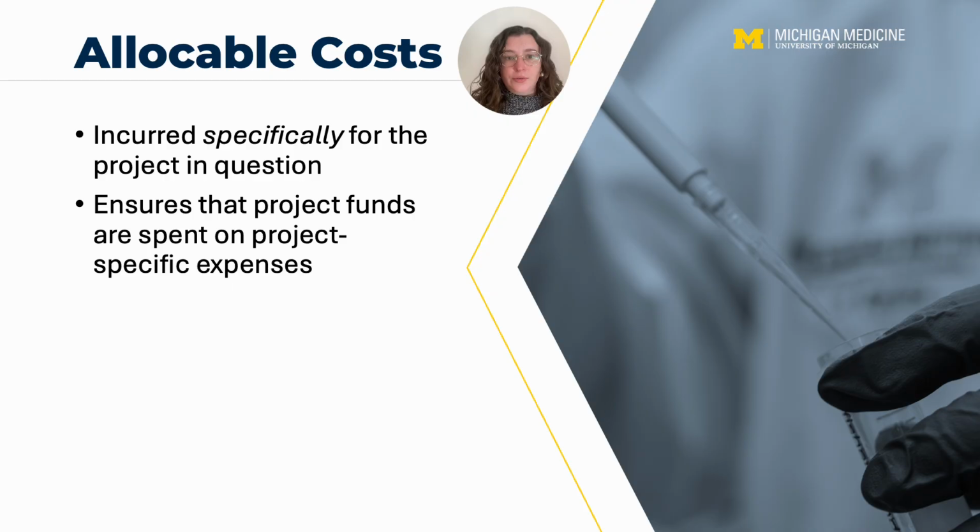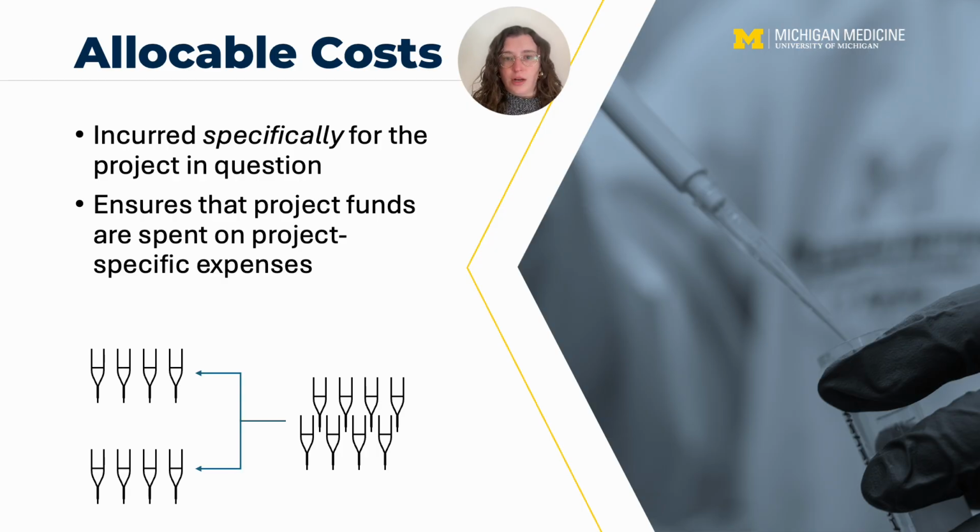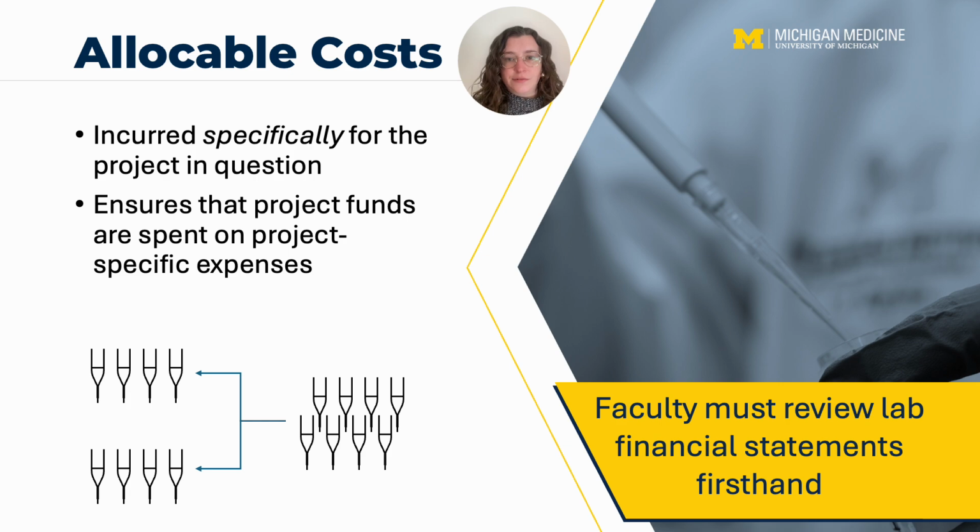Allocable costs are those which are incurred specifically for the project and nothing more. Think of this as a type of itemization of expenses, ensuring that the project funds are being spent on only the specific project at hand. For example, if you purchase $1,000 worth of pipette tips with the intention of using them on two different research projects, the expense must be proportionally distributed to those two projects, with $500 charged on each project rather than all charged on one. It is necessary for the PI to review financial statements as they have firsthand knowledge of what was purchased and how it was used.